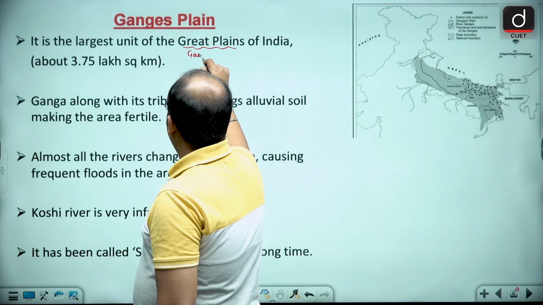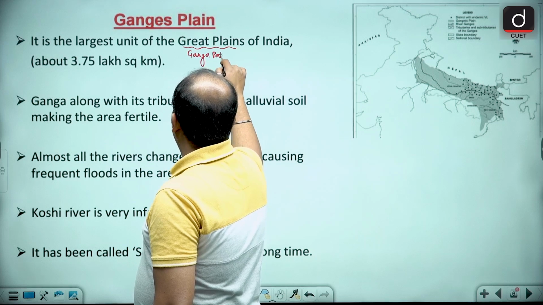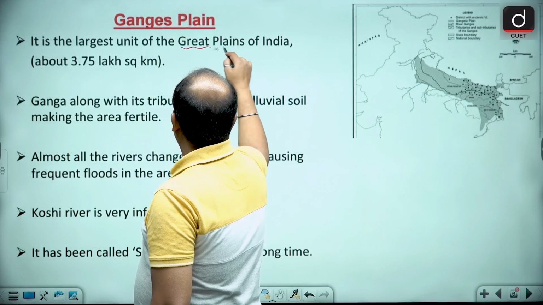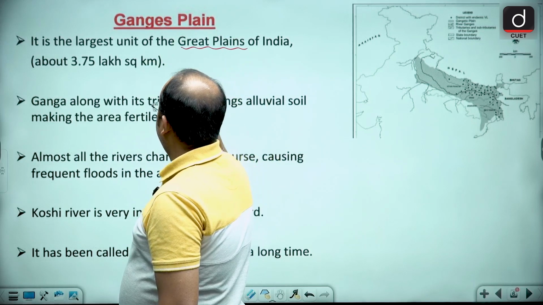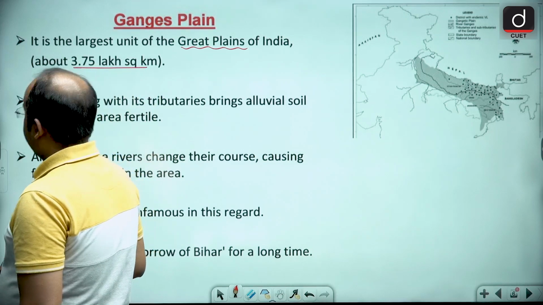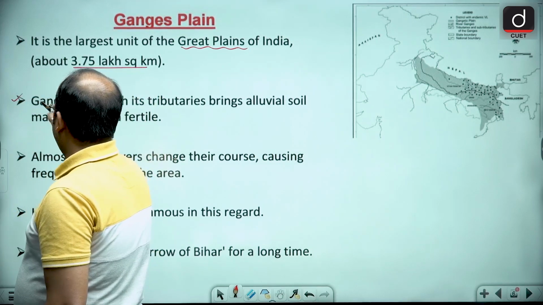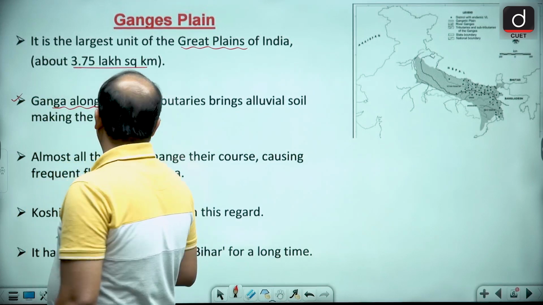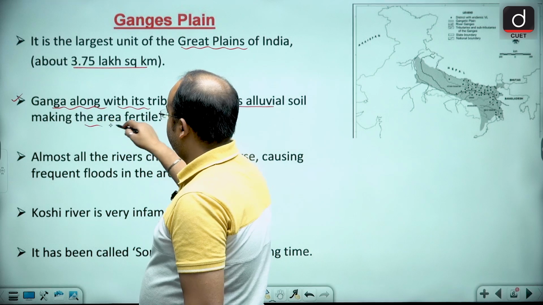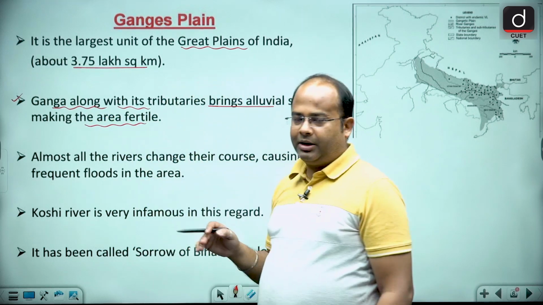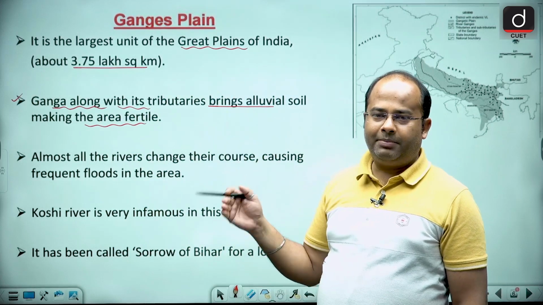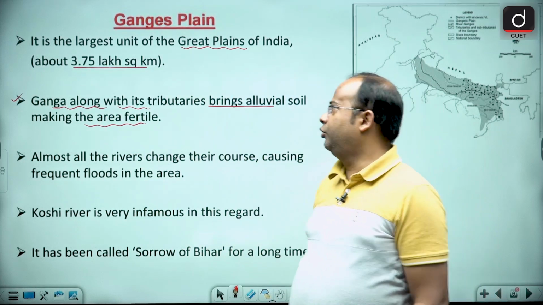So guys, it is the largest unit of the Great Ganga plain. The area is around 3.75 lakh square kilometer, and Ganga along with its tributaries brings alluvial soil in that area that makes the area fertile. So in the Ganga plain you will find the deposition of alluvial soil.